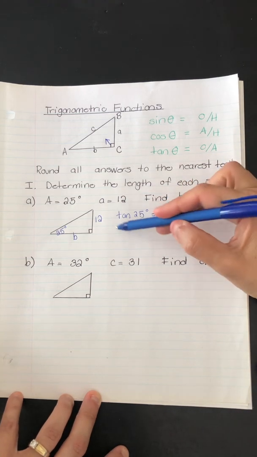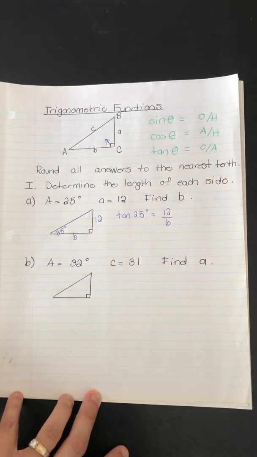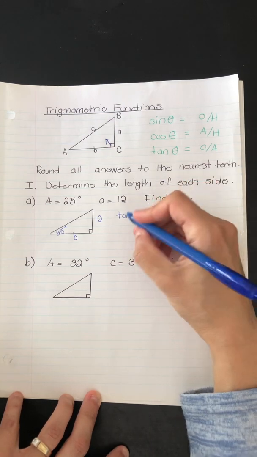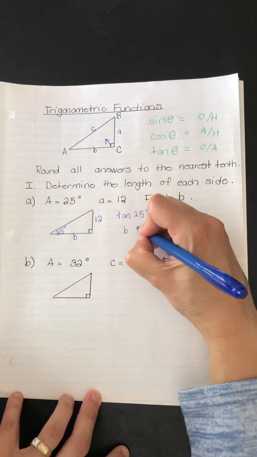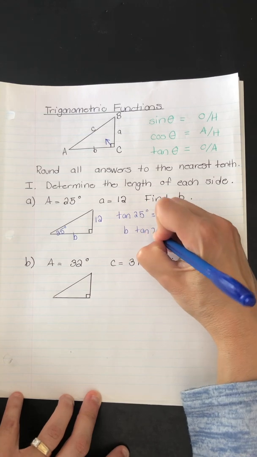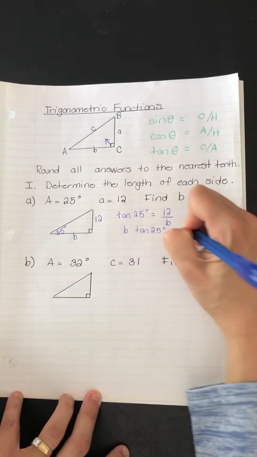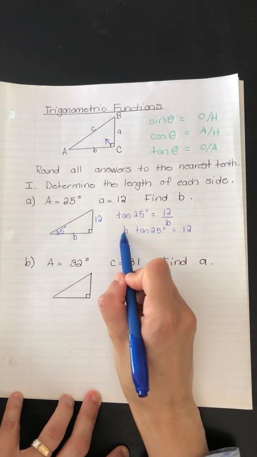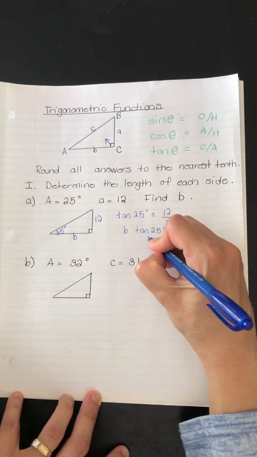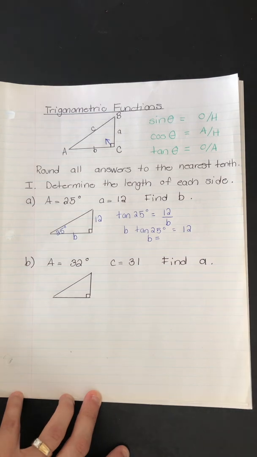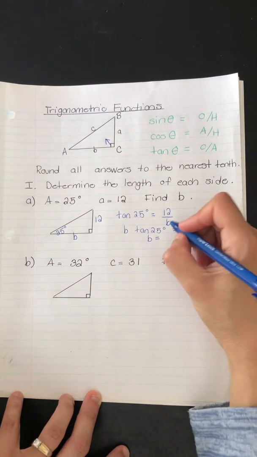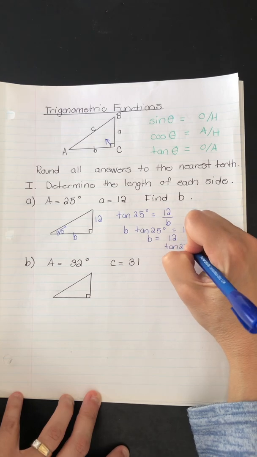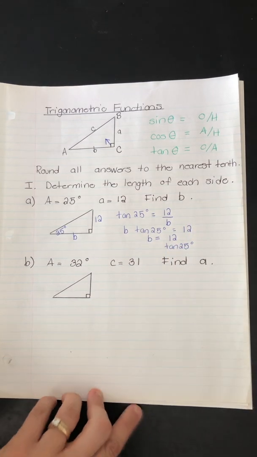We now want to rearrange this so that B is isolated. So first we do our cross multiplication. So B multiplied by the tangent of 25 degrees is 12. And now we change from multiplication to division in isolating B. So B is 12 divided by the tangent of 25 degrees.